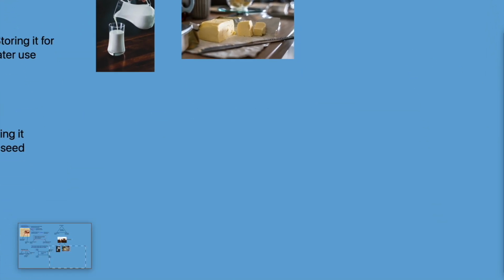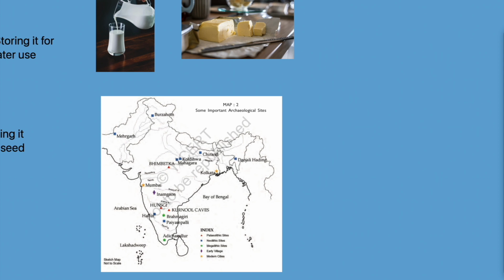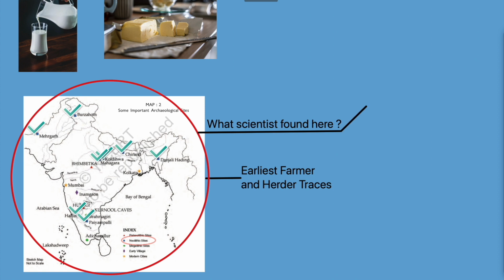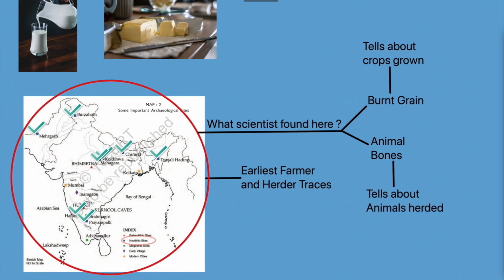Now have a look at this map. Places marked by blue squares, that is Burzahom, Mehrgarh, Koldihwa, Chirand, Mahagara, Daojali Hading, Hallur and Payyampalli are a few of the important Neolithic sites where we see the earliest traces of farmers and herders. Basically, these sites were found all over the Indian subcontinent. Scientists found burnt grains and animal bones here and could identify them clearly, due to which we get to know which crops were grown and which animals were herded in different parts of the Indian subcontinent.